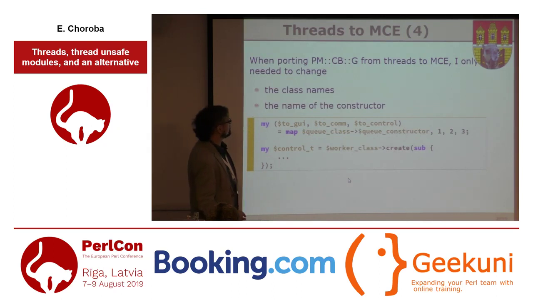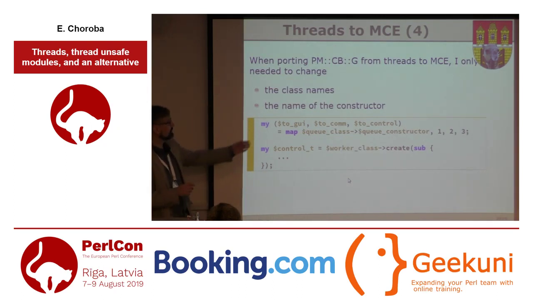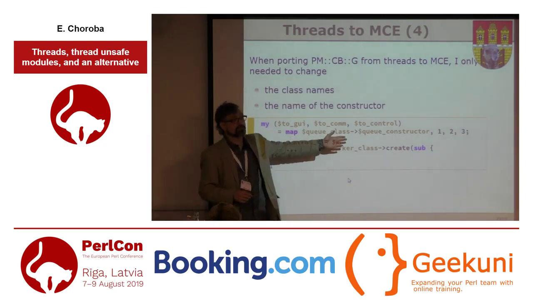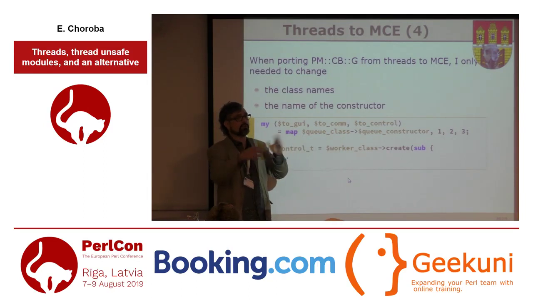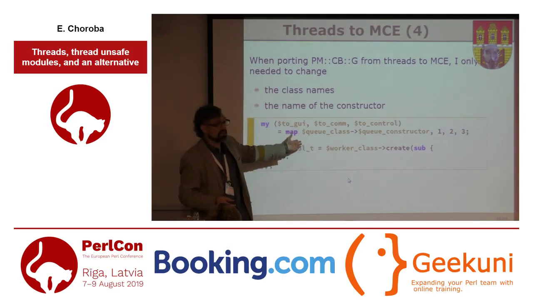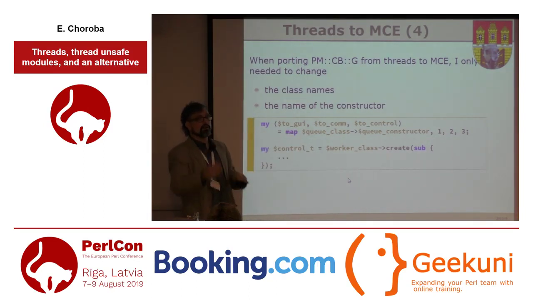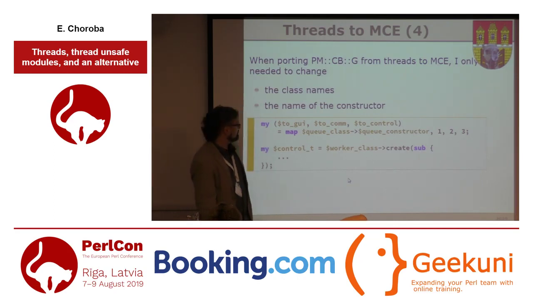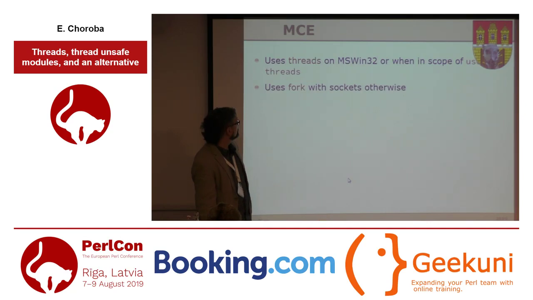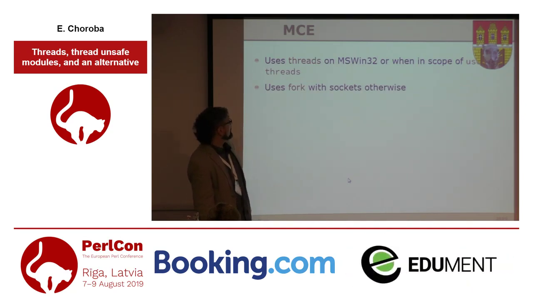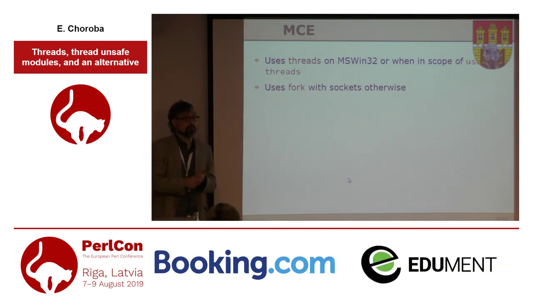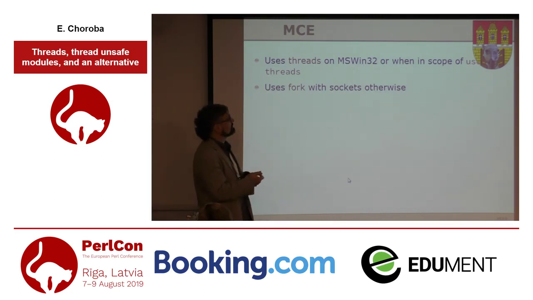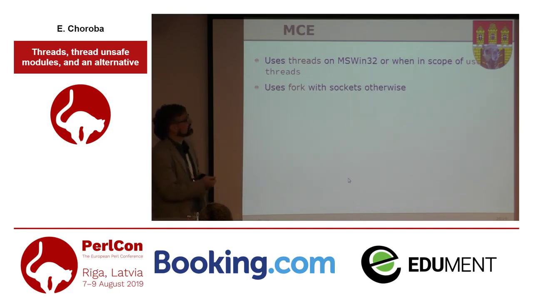Unfortunately, for the other pair of libraries, the name of the constructor was different. So what I did, I just stored the class name and the constructor name in a hash. I populated the variables and then did this. So the code works with anything you like from the three possibilities. And so how does MCE work?